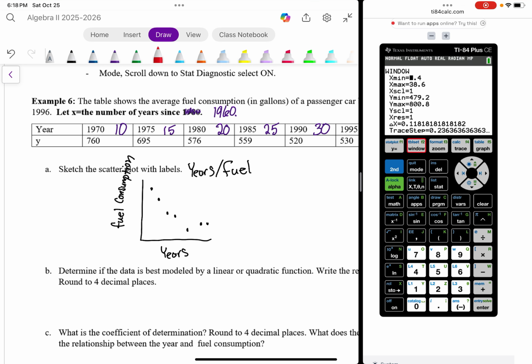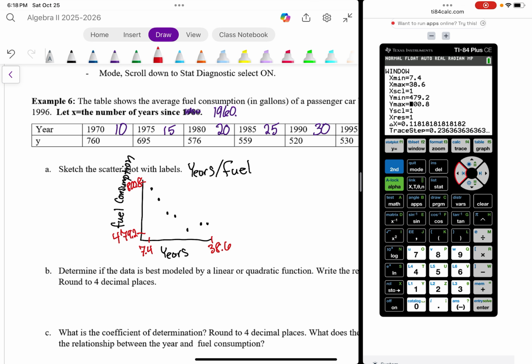on your calculator. So the X min was 7.4. The X max is 38.6. And then your Y minimum is 479.2. And again, I'm just getting these from the calculator where it says Y min and now Y max. It's flashing over there is 800.8. Okay, now we have that.